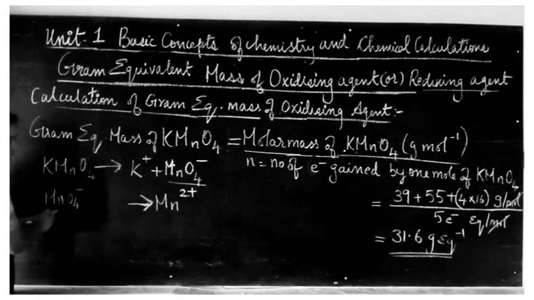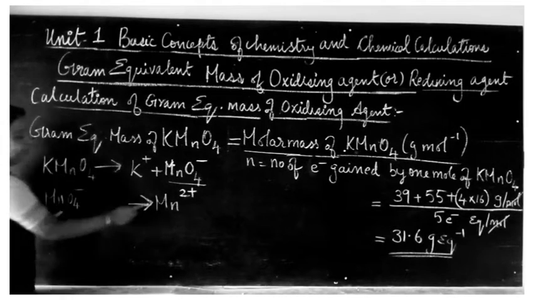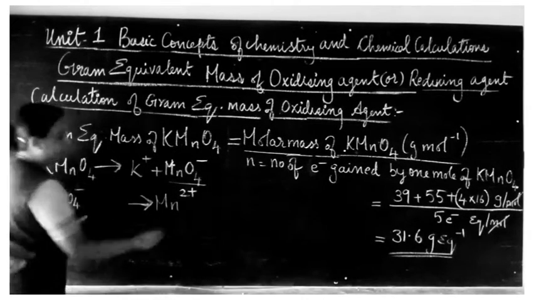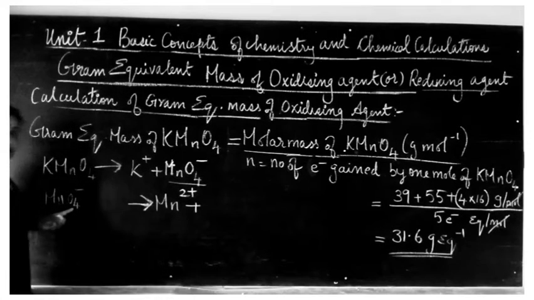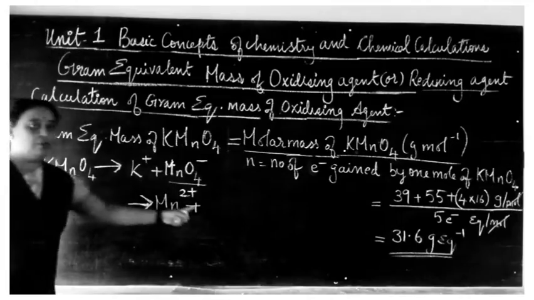So the manganese present in this MnO4 minus ion, Mn means manganese, is reduced to Mn2 plus ion. Now what is remaining left here? Oxygen atoms. How many oxygen atoms? 4 oxygen atoms. So we have to write those oxygen atoms here.